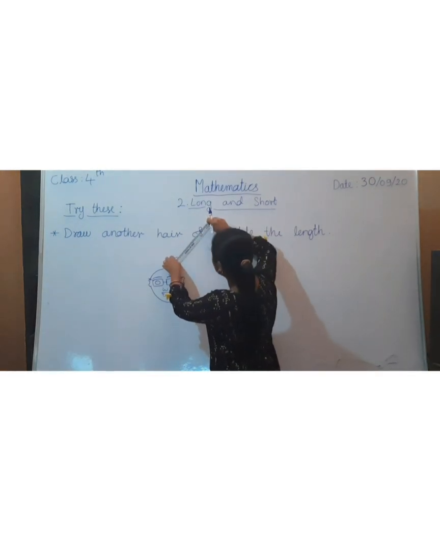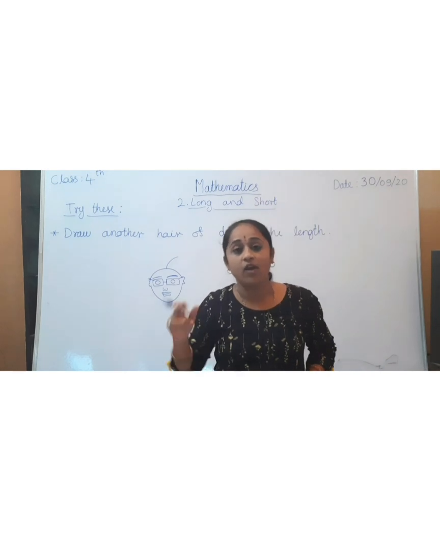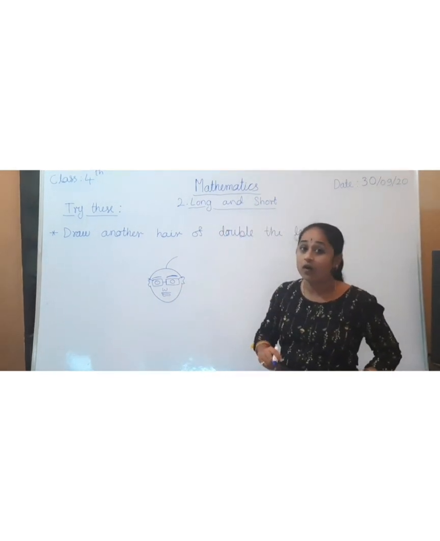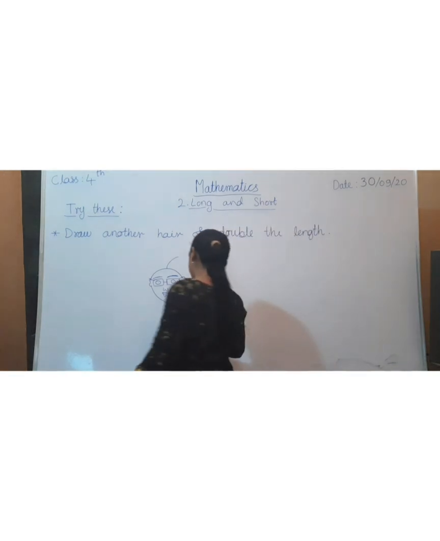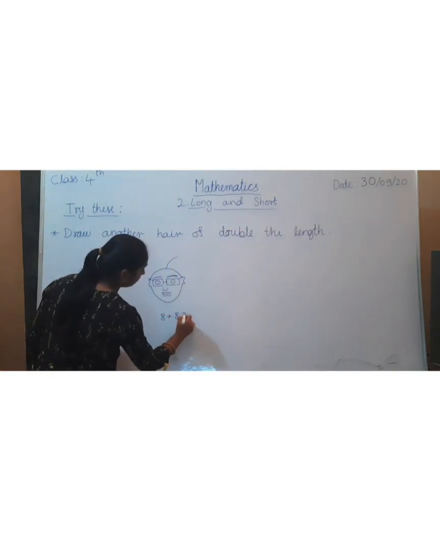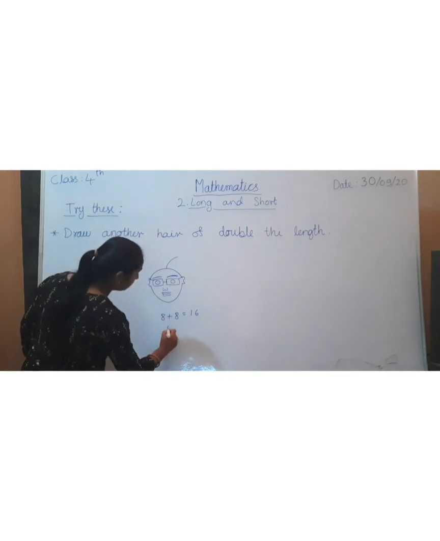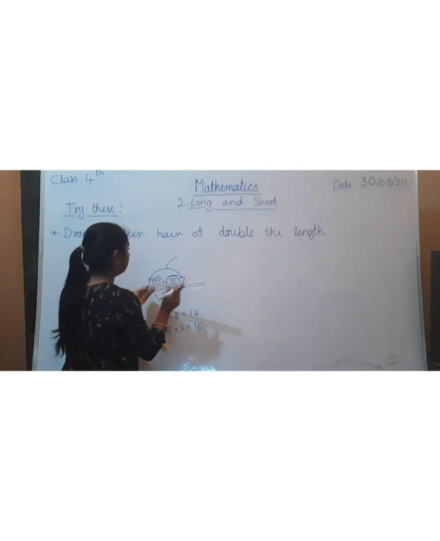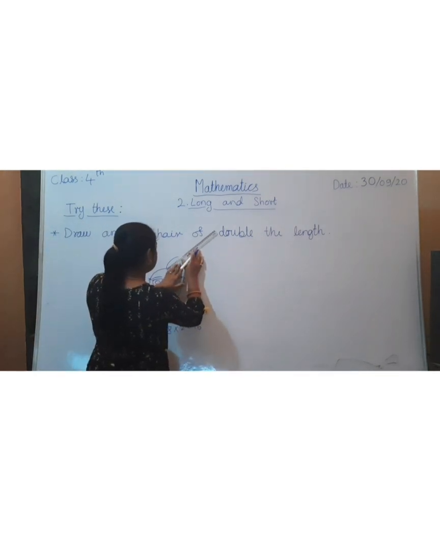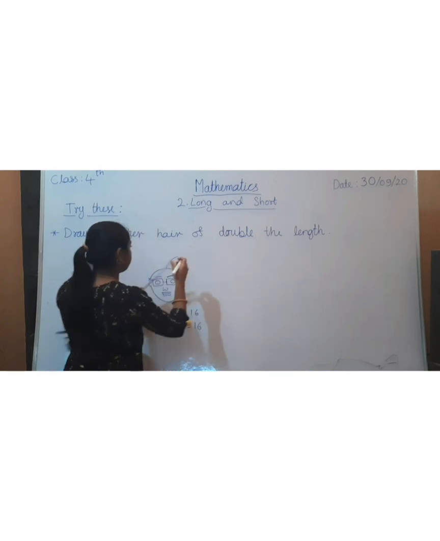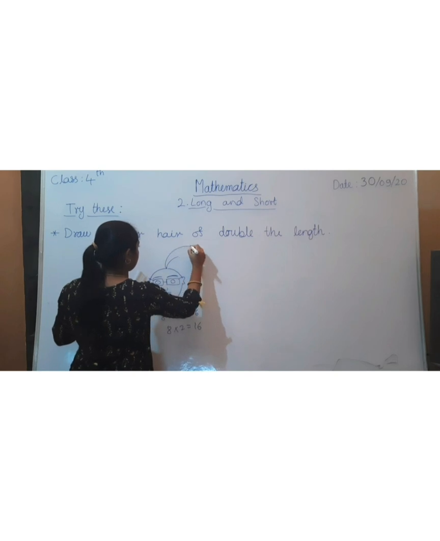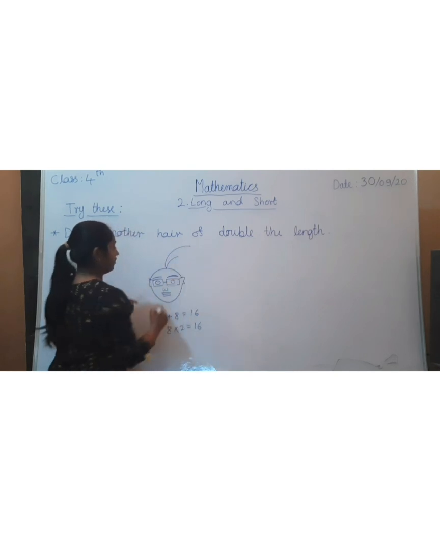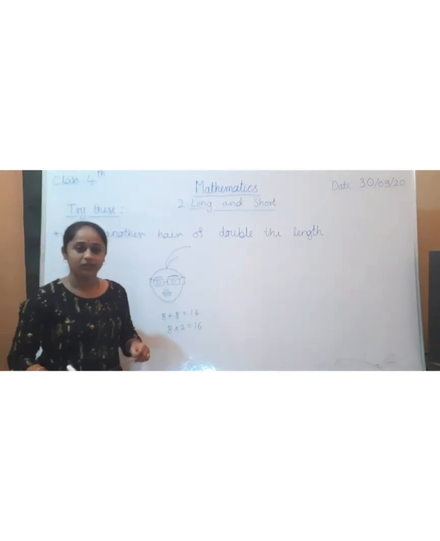Double means we have to add 8 two times or multiply by 2. 8 plus 8 is 16. Then 8 2s are 16. Okay, I'll draw a length of 16. 16 here. Okay, got it?